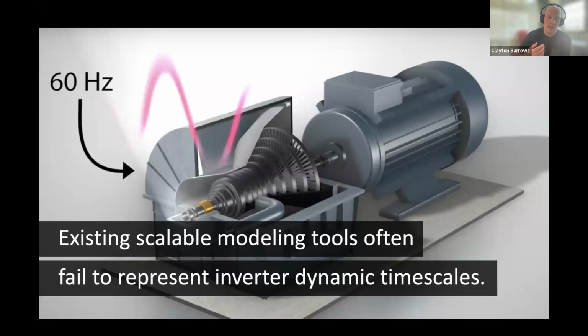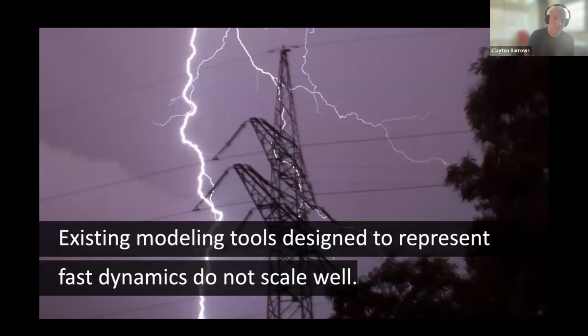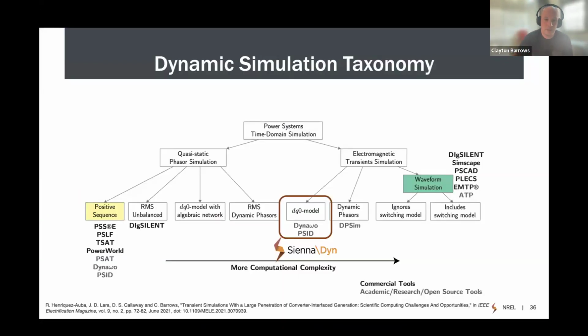And they're not designed to represent the faster timescales. The tools that are designed to represent the very fast timescales don't scale well. They're very complex and cumbersome to work with, and they create an extraordinary amount of data, which is difficult to manage and analyze. So we have this situation where the existing large-scale tools on the left, like PSSE, PSLF, the positive sequence tools, they scale very well to represent large numbers of devices on large-scale systems, but they aren't appropriate to represent the fast time scales.